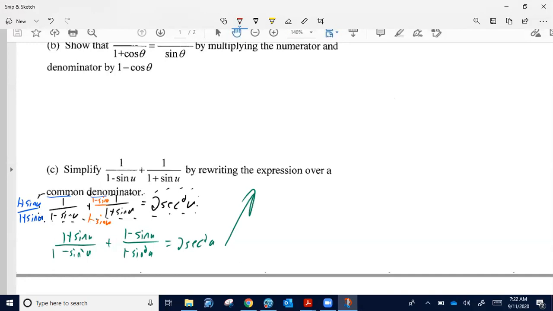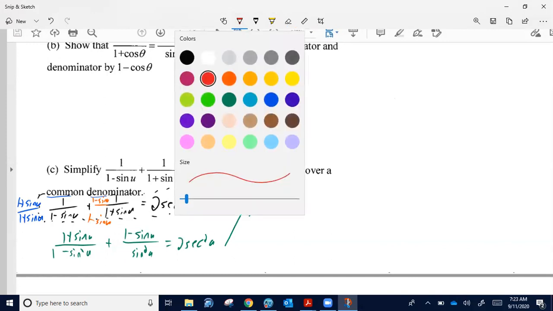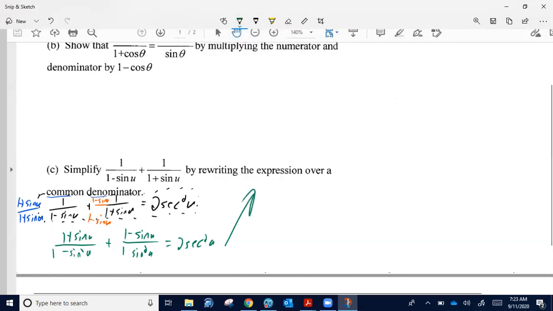It was nice that these were conjugates. It kind of killed two birds with one stone there, in that we got a common denominator and they are also conjugate pieces, which are useful for us. Let me fix that. That's pretty sloppy, even sloppy by my standards. Okay.